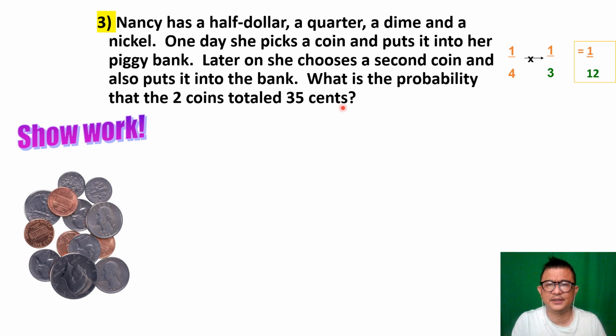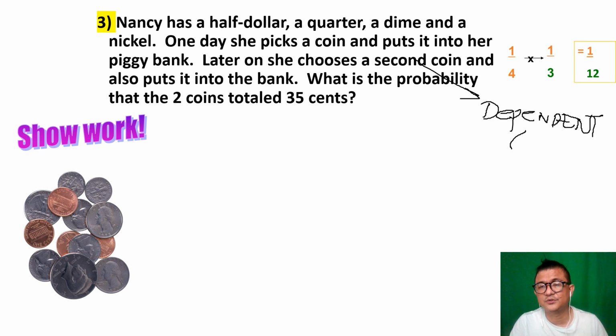Ooh, how would I know that? Okay, but first, dependent or independent? She took a coin. Did she put it back? No. She put it into the piggy bank. Did she replace it? No replacement is what? Dependent. Okay, remember, dependent. Our total will be decreased by 1 later. Okay, so let's do that. But the total should be 35 cents.